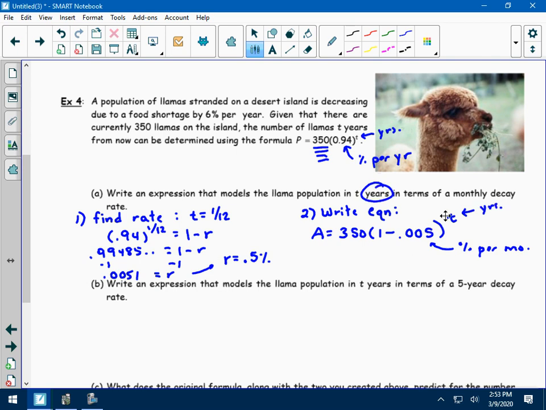So think about, what am I going to have to put up with the t? Well, in 1 year, 12 of these monthly rates are going to get applied. So I have to put 12t up there. Or if I put a 1/12 to get the rate, I put a 12 to cancel that out. So cleaning it up, we have A equals 350 times 0.995 to the 12t.